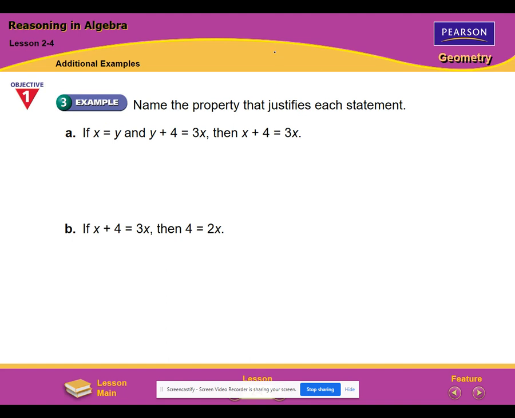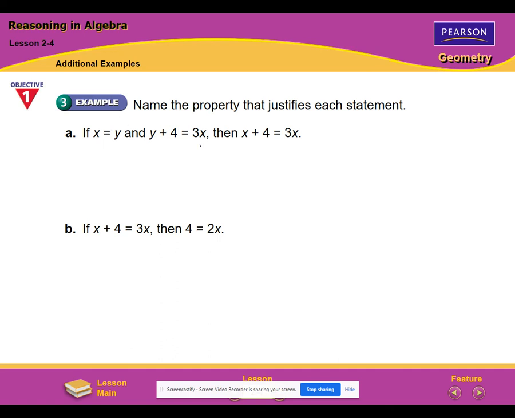Name the property that justifies each statement. Name the property from the sheet that I will put into the Google Classroom post and that was on my Starboard software when we started talking about this. If x equals y and y plus 4 equals 3x, then x plus 4 equals 3x. I'm going to say the answer right now, so if you want to think about it for a minute, pause the video. This would be substitution.